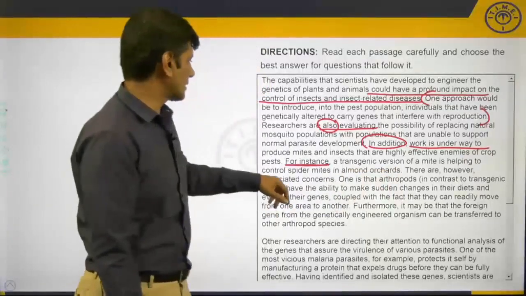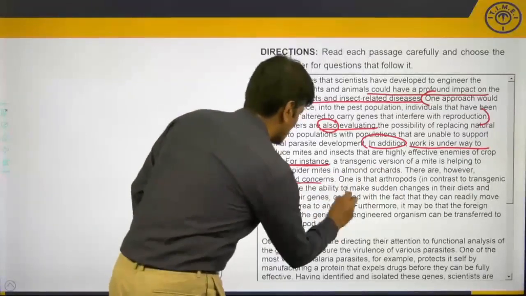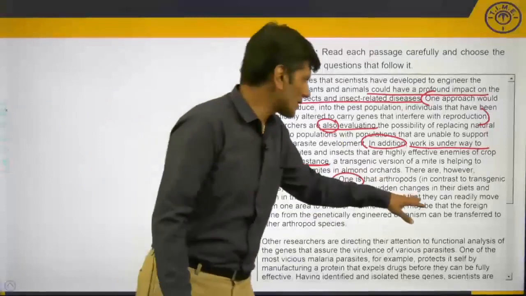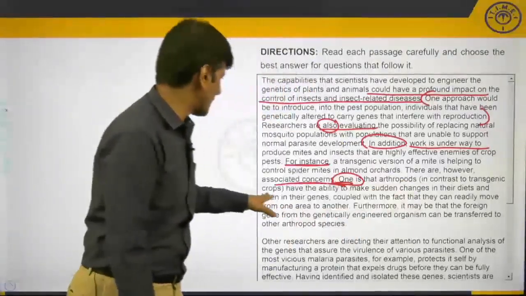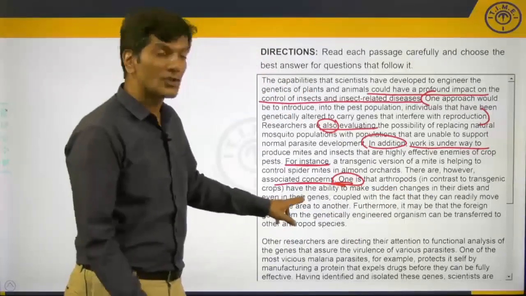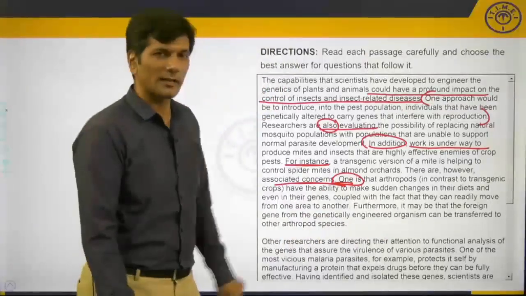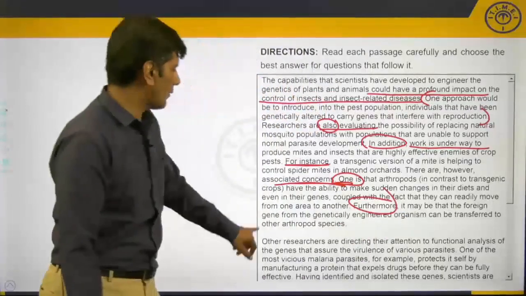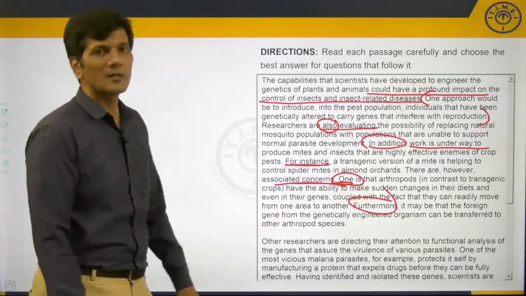There are, however, associated concerns. One is that arthropods, insects, in contrast to transgenic crops, have the ability to make sudden changes in their diets and even in their genes, coupled with the fact that they can readily move from one area to another area. Furthermore, it may be that the foreign gene from the genetically engineered organism can be transferred to another arthropod species.